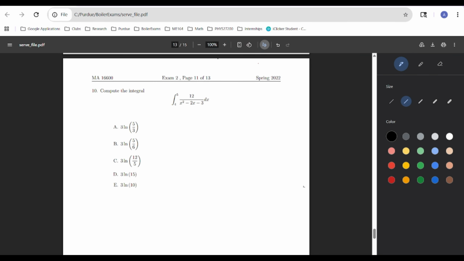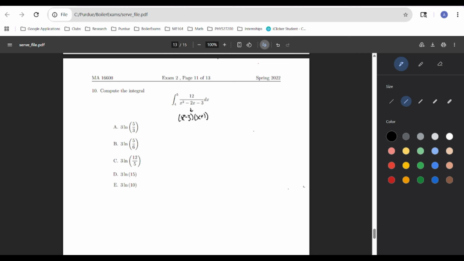Hello everybody, thank you for joining me today as we cover question 10 of this problem set. Compute the integral from 4 to 5 of 12 over x squared minus 2x minus 3 dx. We can see right off the bat that the polynomial at the bottom can be factored into x minus 3 multiplied by x plus 1, in which case we can use partial fraction decomposition.